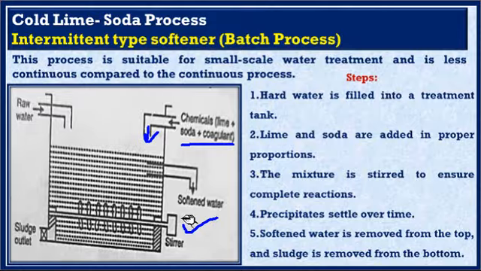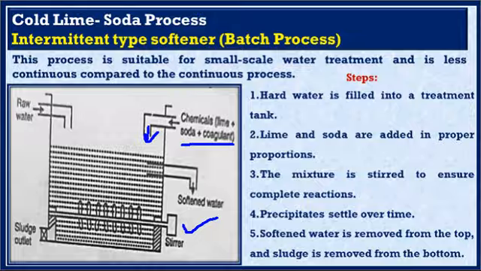At last, the sludge, which is the collected precipitate, can be taken out through the floating pipe so that no sludge can go with the clear soft water. The softened water is further filtered. So in this way, small batches of hard water can be softened by the use of intermittent type softener. So two important things are there.